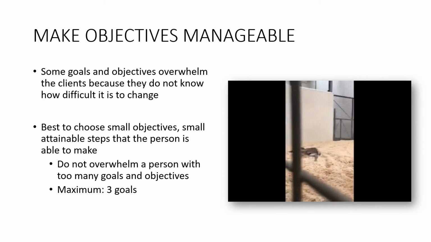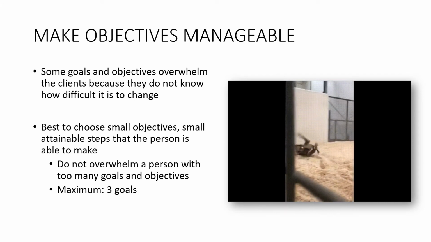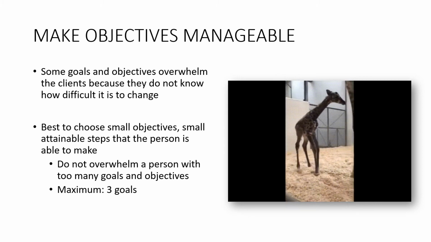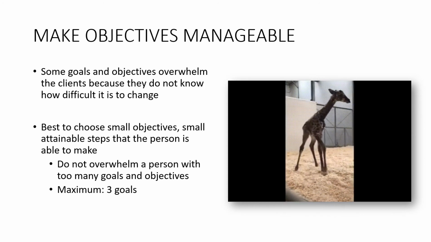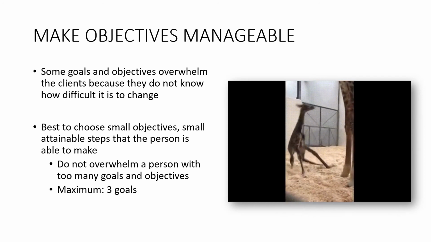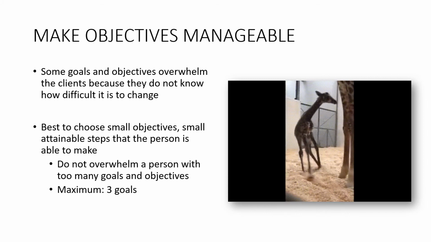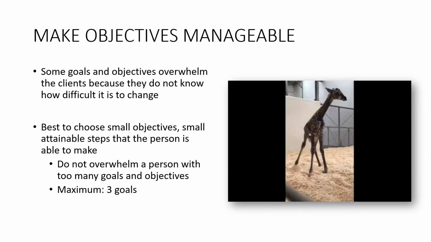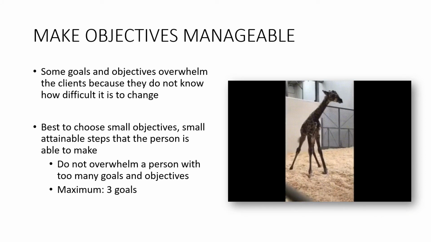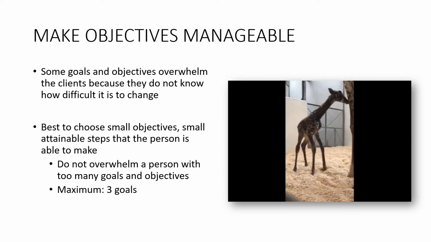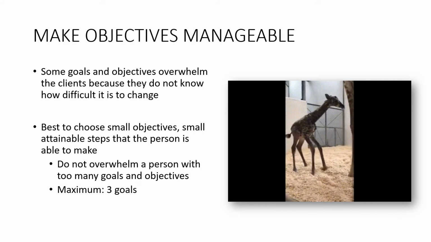And so sometimes people don't realize how big and how difficult and challenging it can be to get from step A to step B. Best to choose small objectives, small attainable steps that the person is able to make. Do not overwhelm a person with too many goals and objectives. So usually when we come to counseling, we usually have 3 goals that they want to achieve. 3 is a manageable number. If they have 15, whoa, that just sounds so overwhelming, doesn't it? So we want to start with 3 and then hopefully you can let them know maybe these 3 things, once you can achieve those things, you can actually achieve the other ones, or the other ones might be related to the 3 main ones. And then once you resolve those 3, the other ones fall away as well.